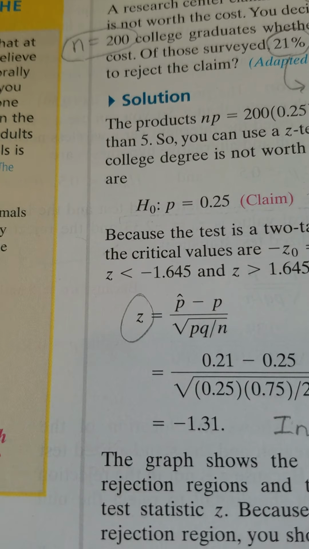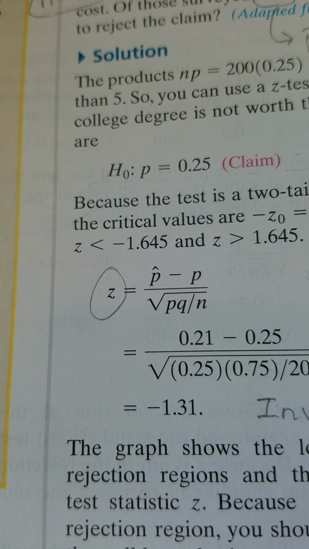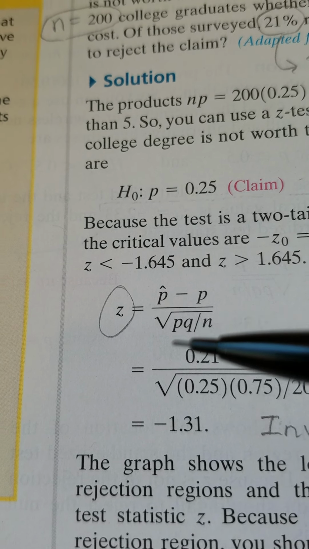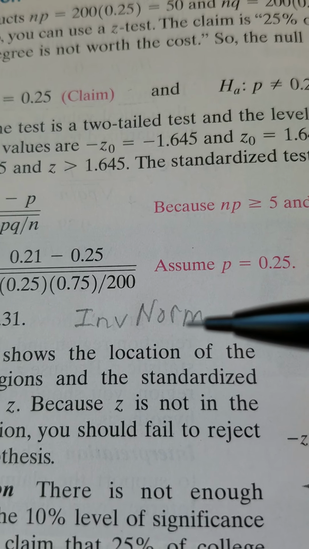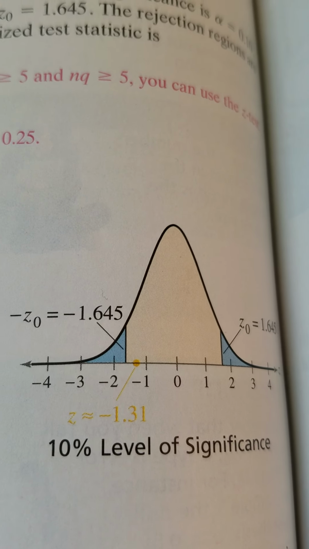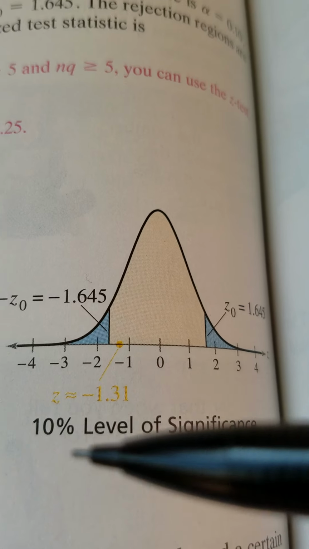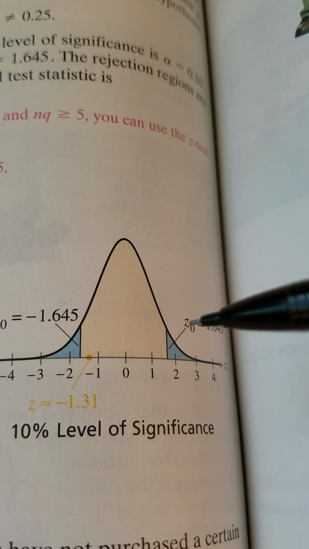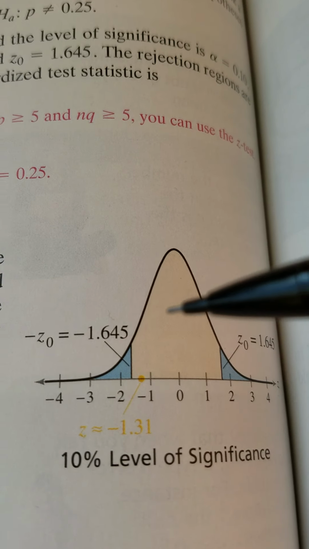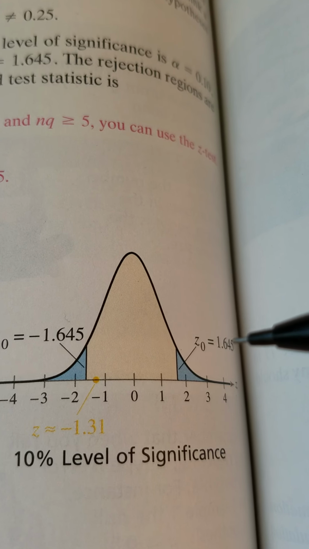Well, you need to find z. But remember, to find z, we use inverse norm. Here, you'd have to use 0.05. So each end, this is 0.05 here, 0.05 here, because alpha is 0.10. That gives you these two z-scores.